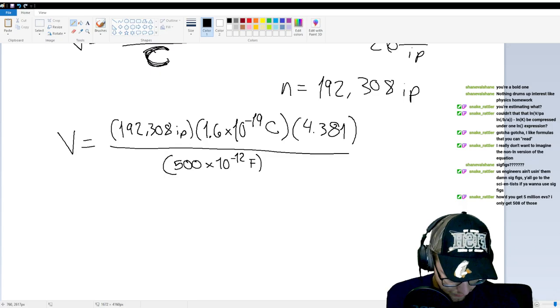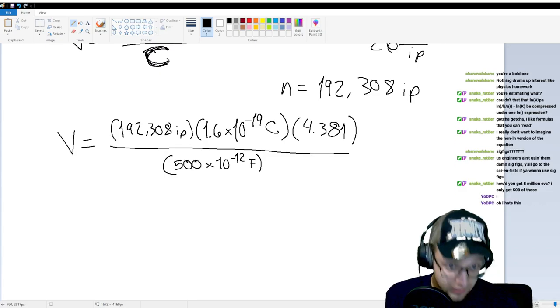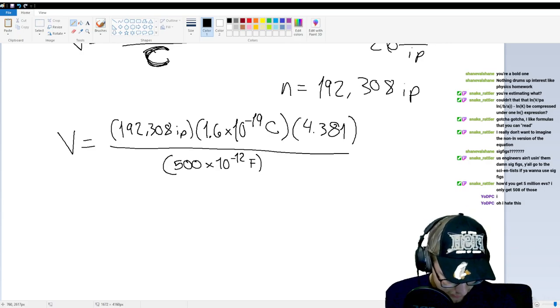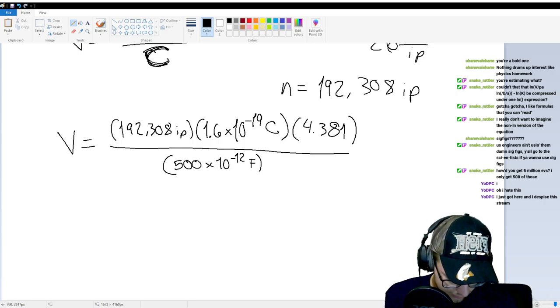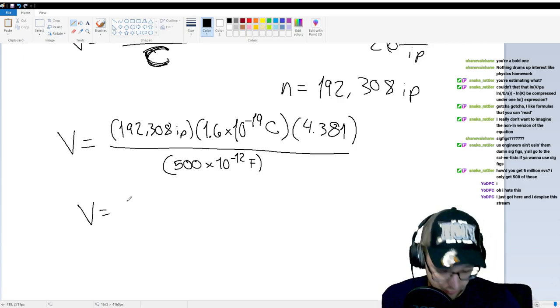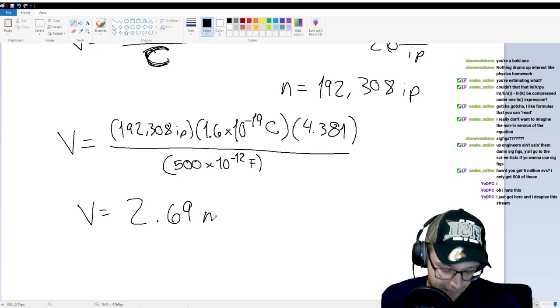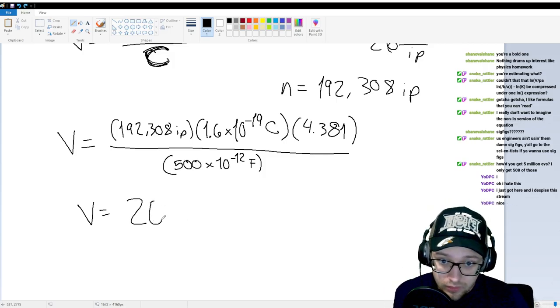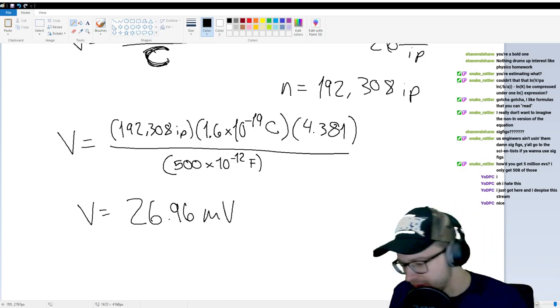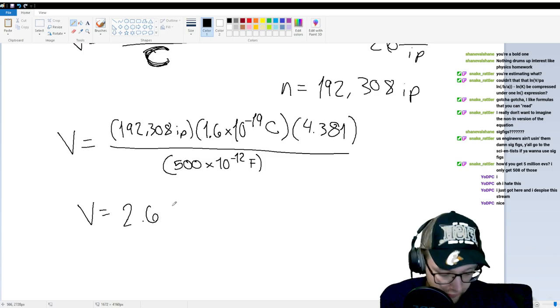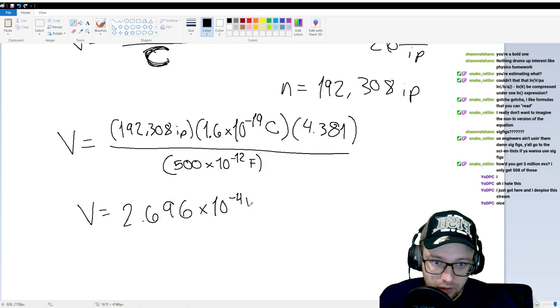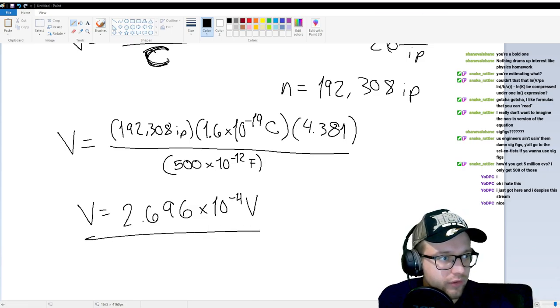All right, so that's going to be multiplied times 10 to the minus 19 times 4.381 divided by 500 times 10 to the minus 12. And that is going to give us a voltage of 2.69. Nope, scratch that. 26.96 millivolts? No, hang on. Let's just write it out the way the calculator gave it to me. Hey, Saudi, welcome. This is going to be 2.696 times 10 to the minus 4 volts. That's pretty close to the order I would expect.